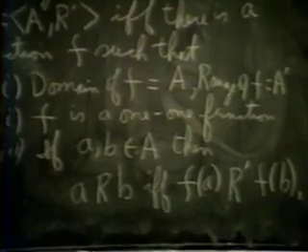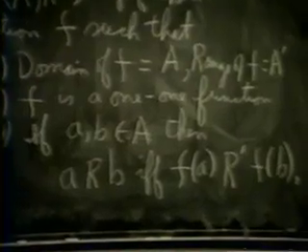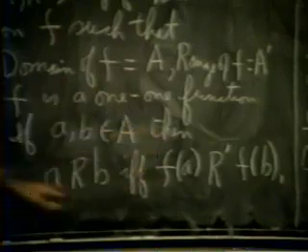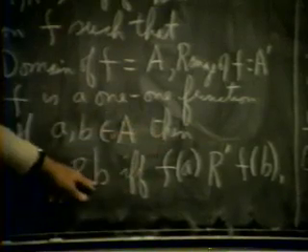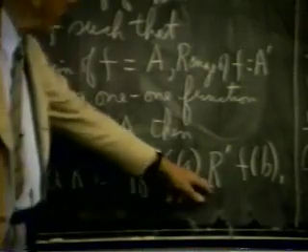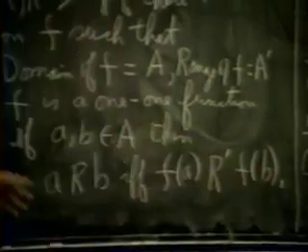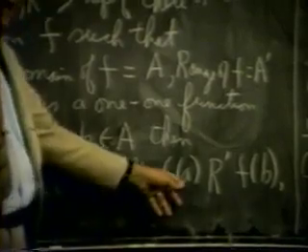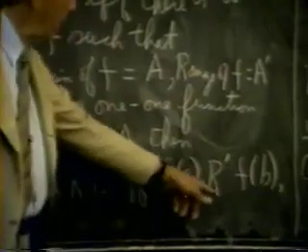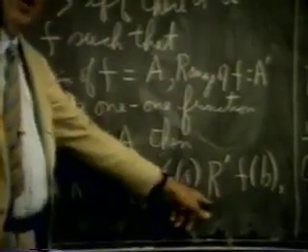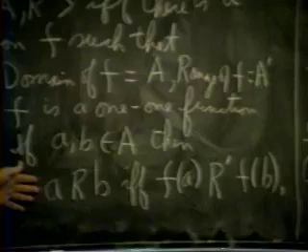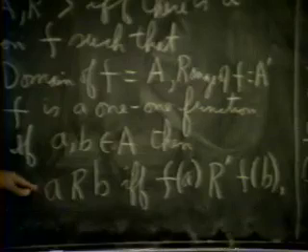And third, and this is the structural condition of the definition, for any two elements a and b in the set A, a R b if and only if f(a) R prime f(b). That is, a and b stand in the relation R if and only if their images f(a) and f(b) stand in the relation R prime. Notice that it is the sameness of structure reflected in this equivalence. That is the central idea of isomorphism.